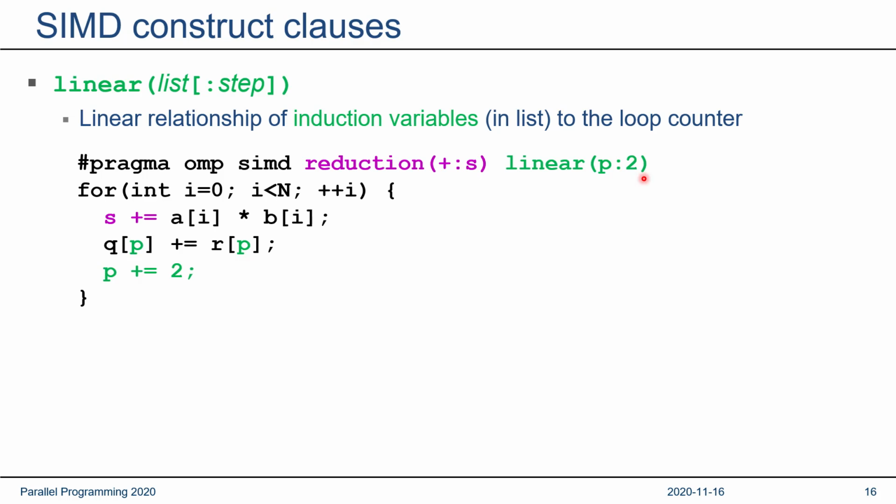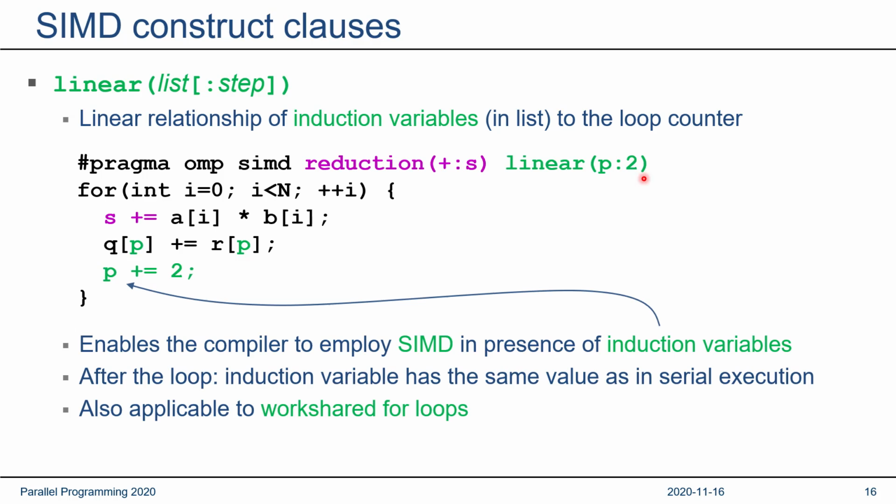So each scalar iteration of the loop, the p variable is incremented by 2. And if you tell that to the compiler, it's very easy for it to vectorize the loop. So this enables the compiler to employ SIMD in presence of induction variables. Of course, the compiler has to make sure that the result of the whole loop is the same as if it were executed sequentially. So after the loop, the induction variable has the same value as in serial execution, the value it would have in the last iteration of the loop if the loop were executed sequentially.